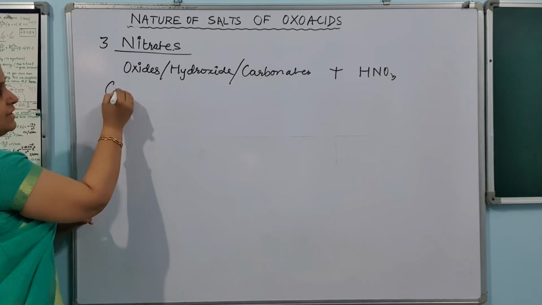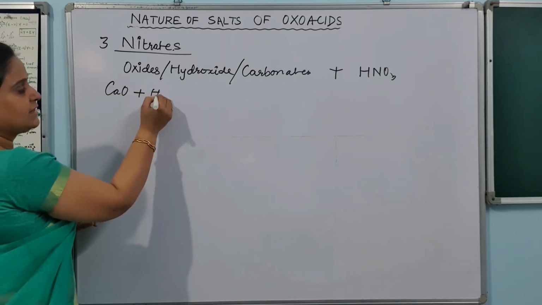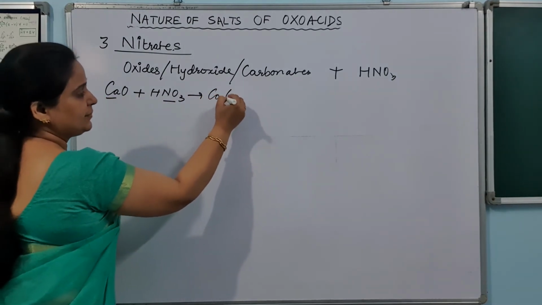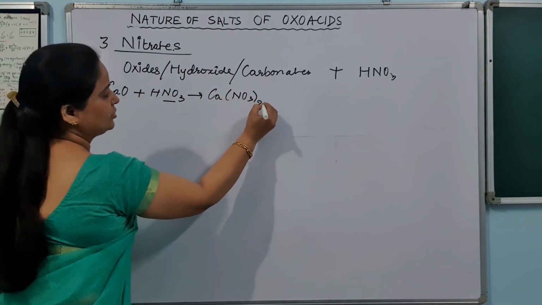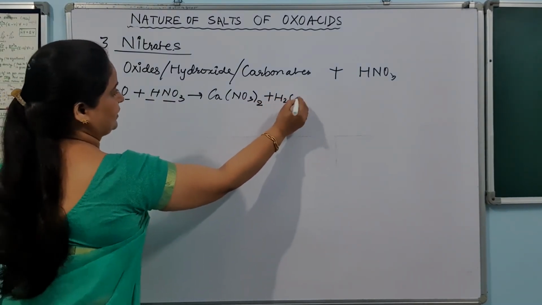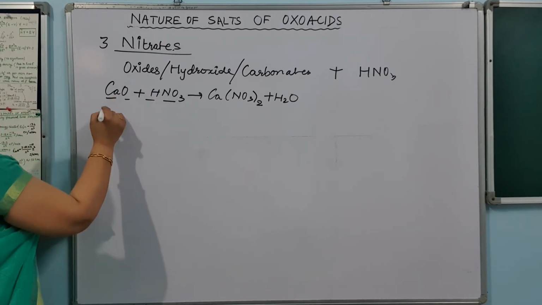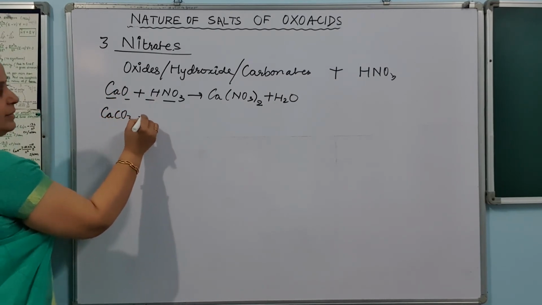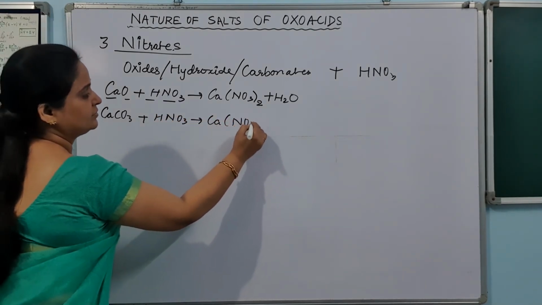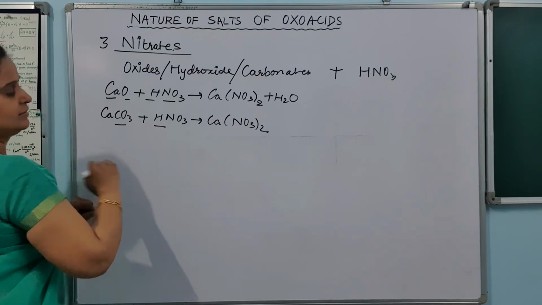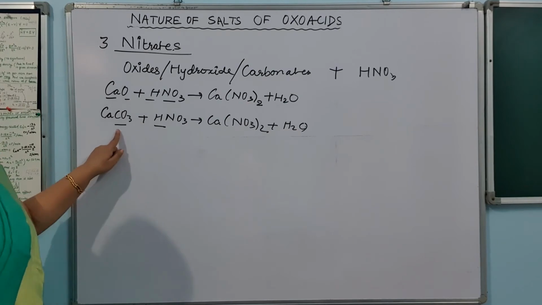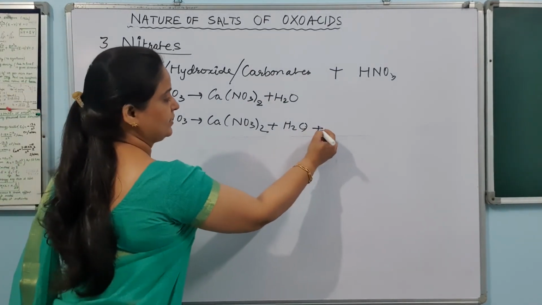Let's take one example of this kind. I am taking oxide, calcium oxide. I am reacting it with nitric acid, HNO3. What will be formed? Calcium nitrate, Ca(NO3)2 plus H2O. ठीक है. Next, if I am taking carbonate, CaCO3 plus nitric acid, Ca(NO3)2 and H2O plus CO2.